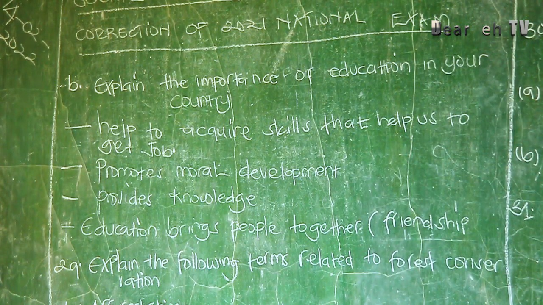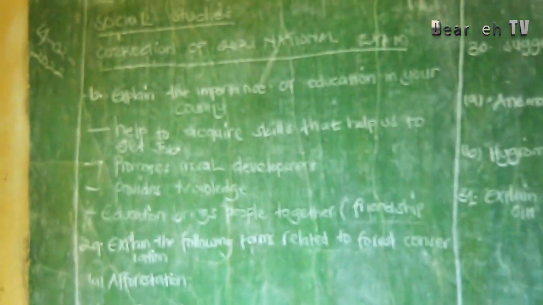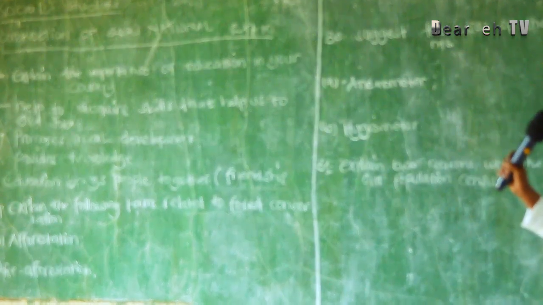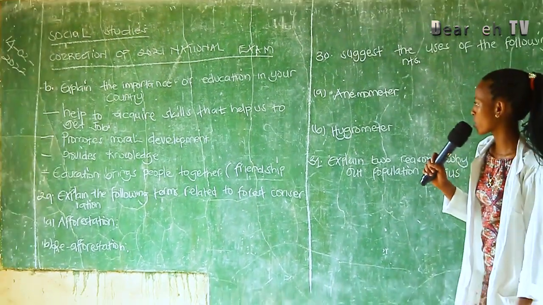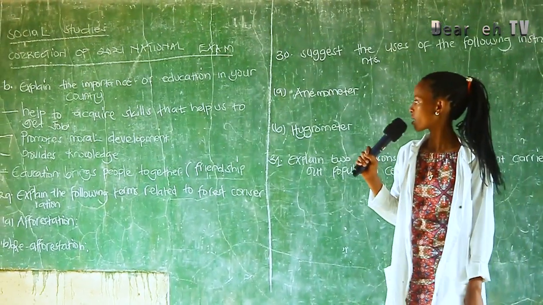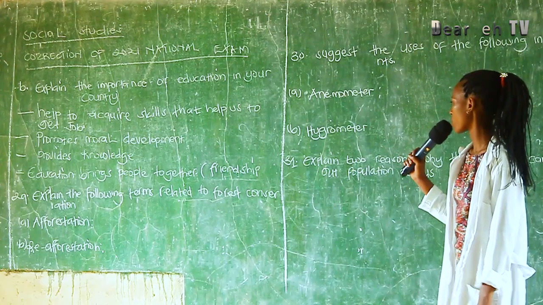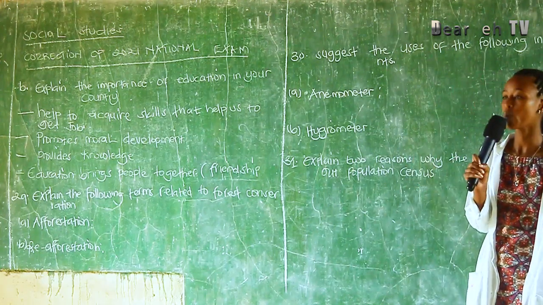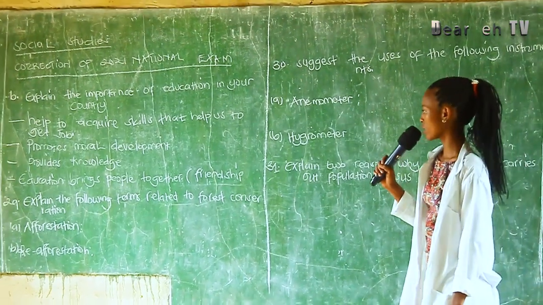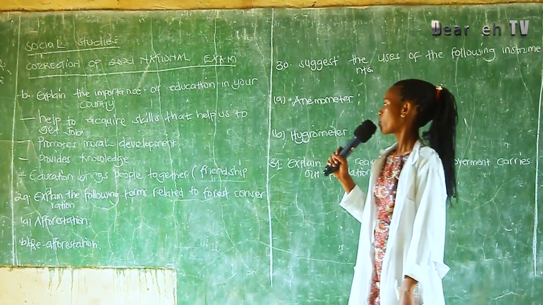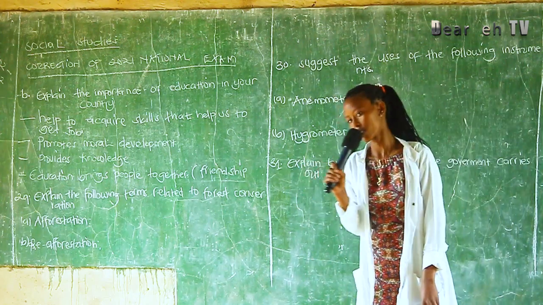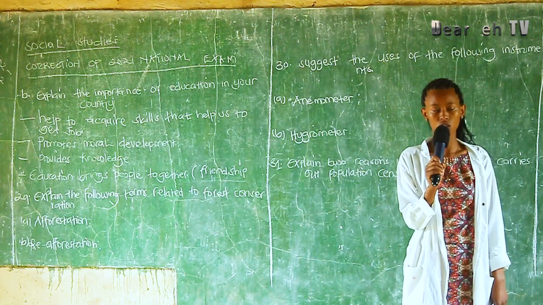So this number 28B states: explain the importance of education in your country. The first point states that it helps to acquire skills that help us to get a job. Then point number two, it promotes moral development. Then point number three, it provides knowledge. Point number four, education brings people together, or education promotes friendship.